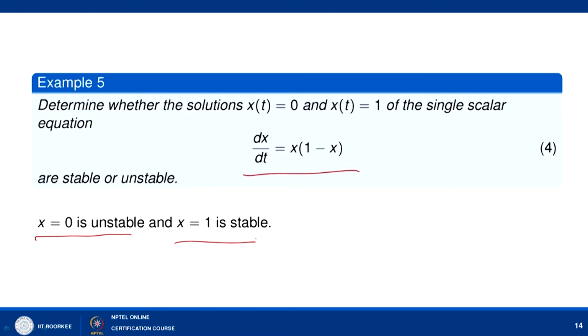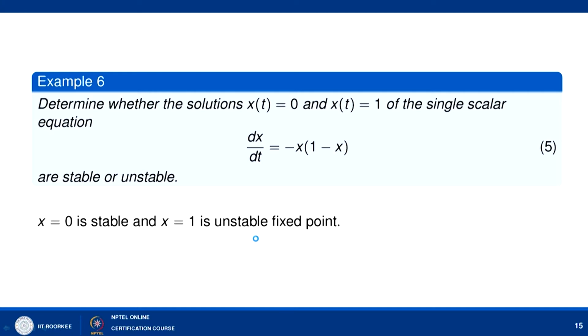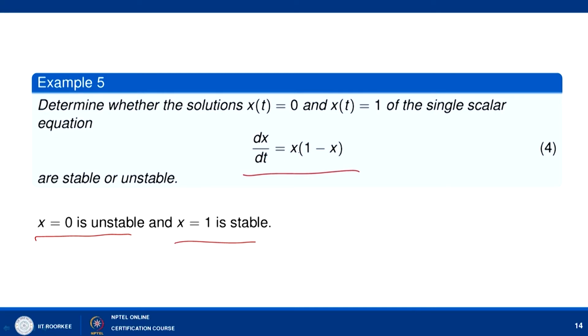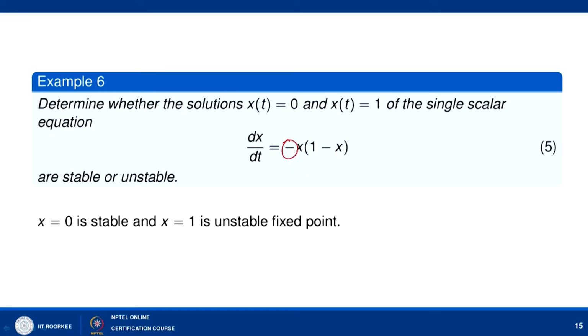Okay. Now look at the next example. Determine whether the solutions x t equal to 0 and x t equal to 1 of the single scalar equation dx by dt equal to minus x into 1 minus x are stable or unstable. Here we have just changed the sign. In the previous problem it is plus x into 1 minus x, and here we have minus x into 1 minus x. So if you look at it, your answer is just reversed.